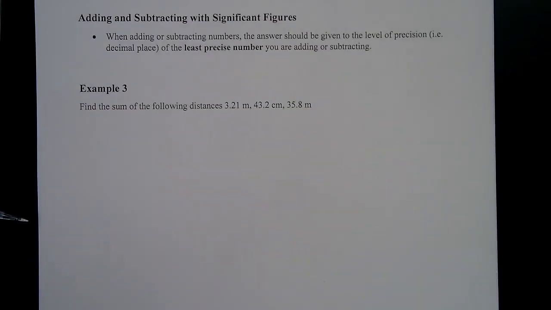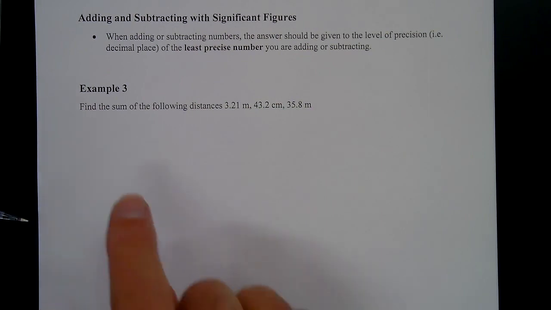All right, so when we add and subtract, the rule is a little bit different, okay? We can only be as precise as the least precise number. Now, notice it doesn't say significant figures. You really don't even need significant figures when you add and subtract, okay? It's the least precise. So the one that has the least number of decimal places is the one we have to use, okay? So like, let's do this first one.